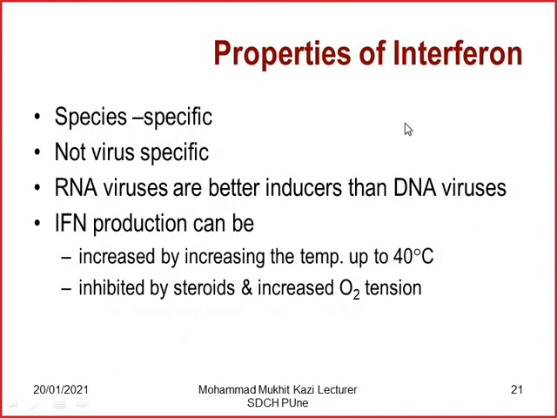What are the properties of interferon? You may get an SAQ on interferon. Properties of interferon: they are species specific, not virus specific. RNA viruses are better inducers than DNA viruses. Interferon production can be enhanced by increasing the temperature up to 40 degrees Celsius. So when you are suffering from infection, having fever, it is possible that the interferons are getting produced. Or they can be inhibited by steroids and increased oxygen tension. These are the two ways by which you can inhibit also.